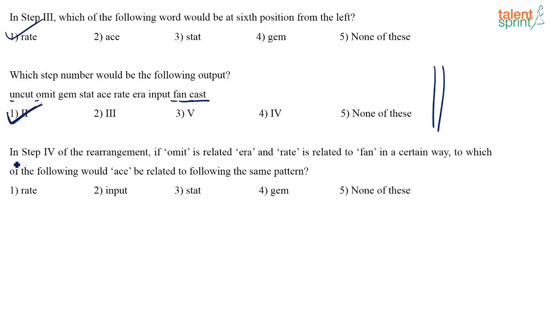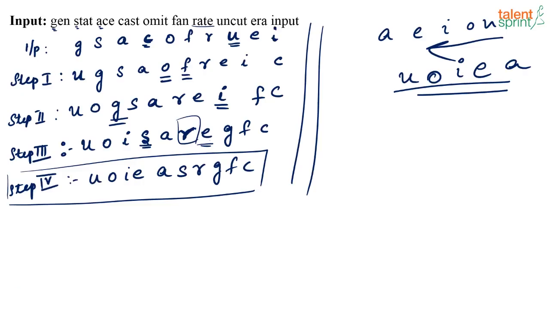Correct? Then in step 4 of rearrangement, if omit is related to era and rate is related to fan in a certain way, which of the following would A's be related to in the same pattern? So let us look at the 4th step. Omit and era, rate and fan.